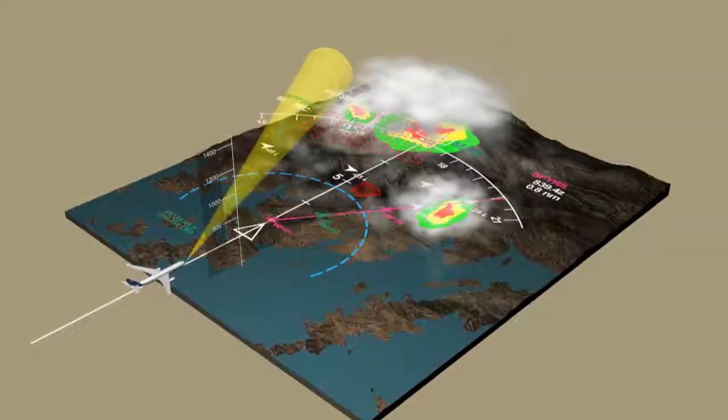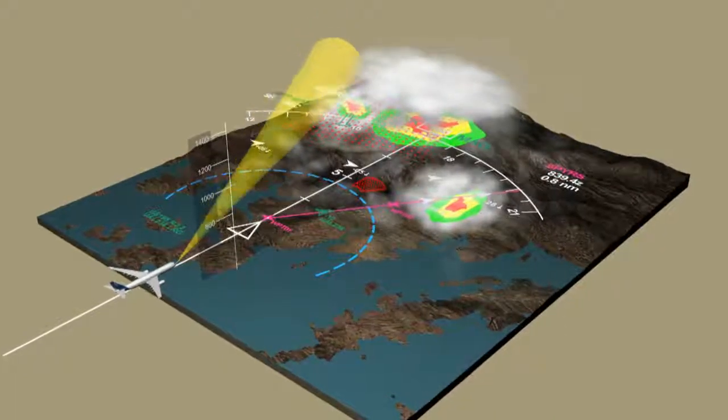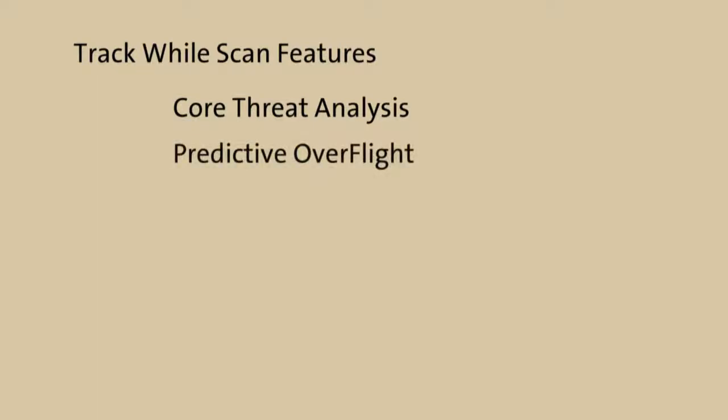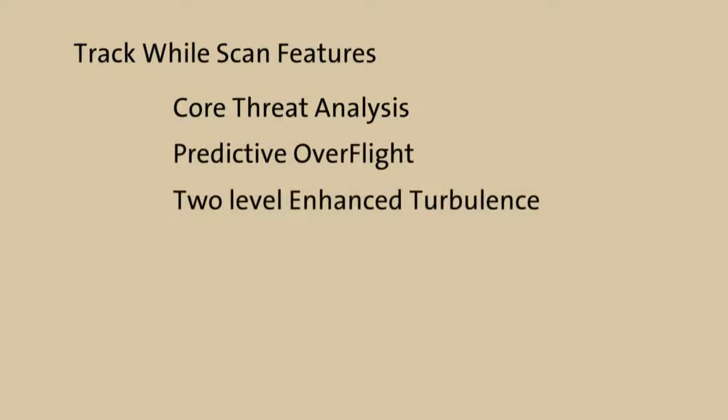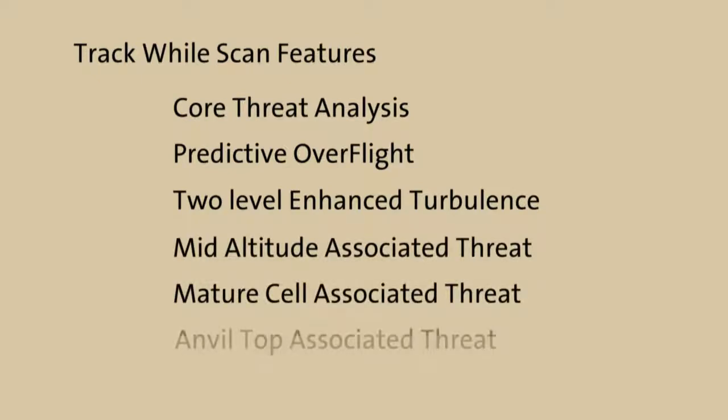Threat Track is based on Rockwell Collins Track While Scan technology, which is described in detail in Module 4. Track While Scan enables the following new features: Core Threat Analysis, Predictive Overflight, 2-Level Enhanced Turbulence, Mid-Altitude Associated Threat, Mature Cell Associated Threat, and Anvil Top Associated Threat.